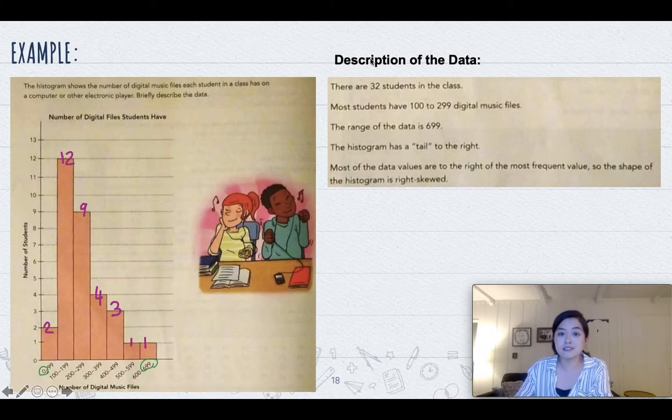So to summarize, this is our description of the data from this histogram. There are 32 students in the class. Most students have 100 to 299 digital music files. The range of the data is 699. The histogram has a tail to the right, and most of the data values are to the right of the most frequent value, so the shape of the histogram is right skewed.